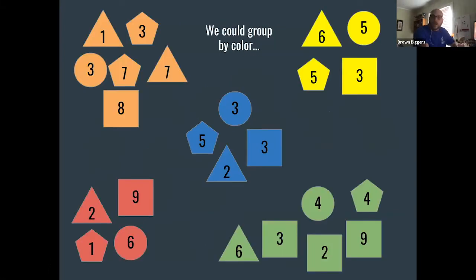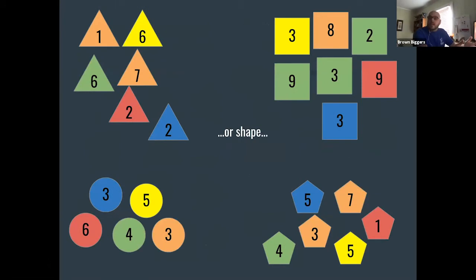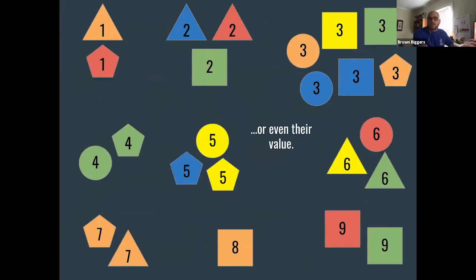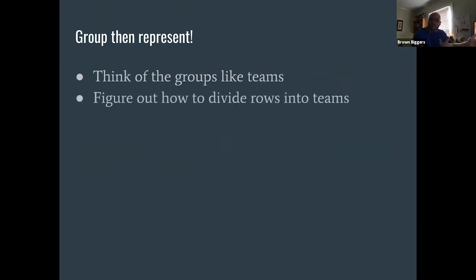So maybe we could group by color. So here we have all the orange ones together, the blue ones together, the yellow ones, red, green, and so forth. We could group by shape. Maybe that's a little bit more relevant to what we're talking about. We could even group by the value that they have. We want to look at the ones that are all 5 and greater, for example. But the idea is we want to group them into what are basically teams. And we're picking a way to group them into teams by some characteristic. And then we choose a way to divide them that way.